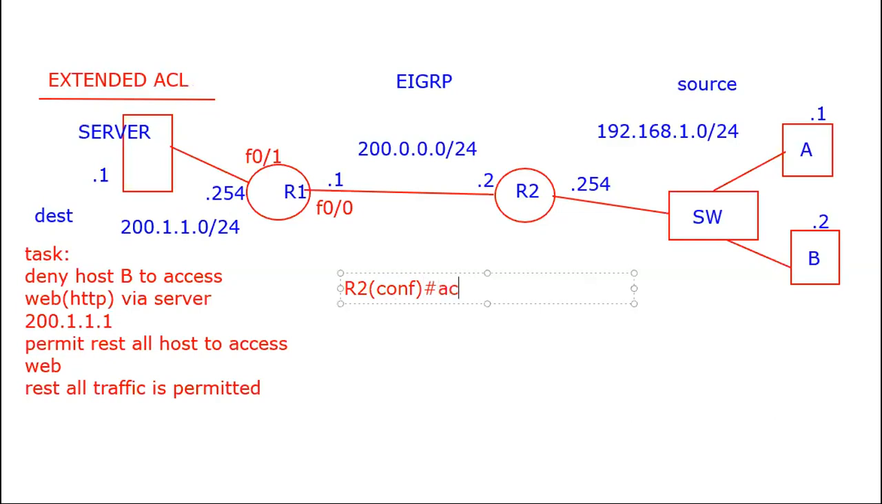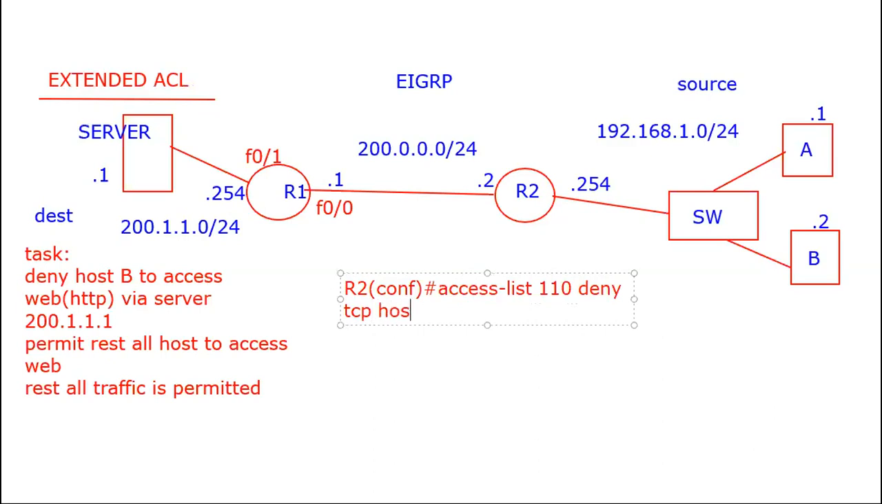So the command will be access list number 110. Why? Because the access list number for extended ACL is 100 to 199. So from that range, I'm using this one, 110. Then the most specific entry is to deny. Then you have to write TCP or UDP. So I'm writing TCP because I'm talking about the web service, HTTP, which is TCP.